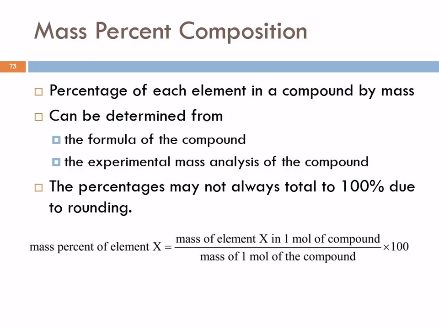In theory, the percentage of each element, when you add the different elements together, should add up to 100%. Occasionally, it's off by a little bit due to rounding and errors in measuring. The general equation is the mass percent of element X, whichever one we're interested in, is the mass of element X in 1 mole of the compound divided by the mass of the whole compound times 100 to make it a percentage.